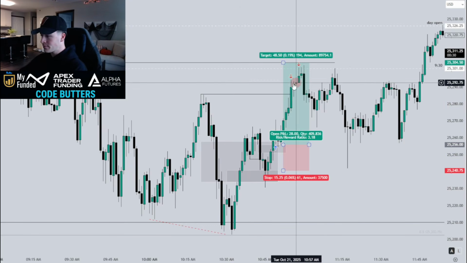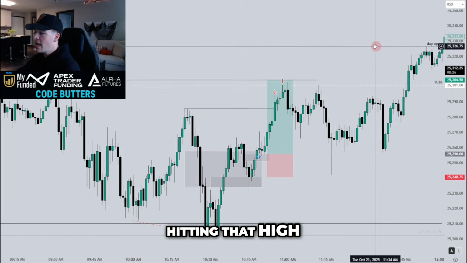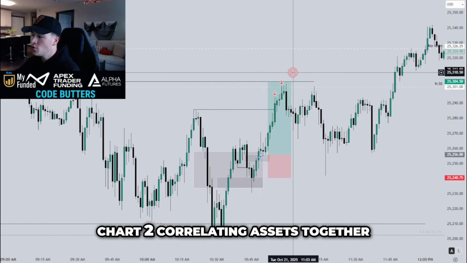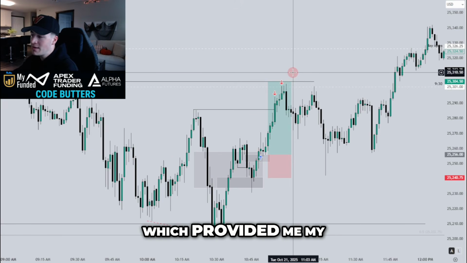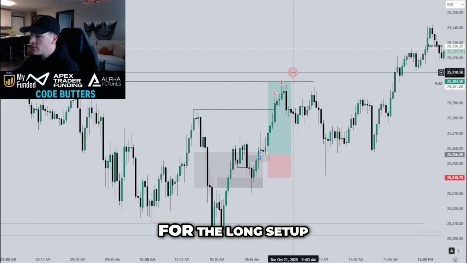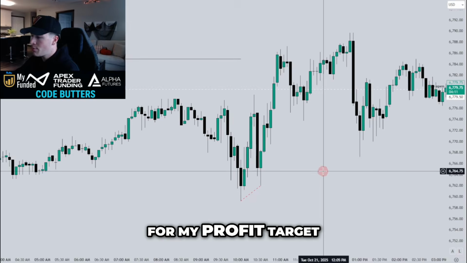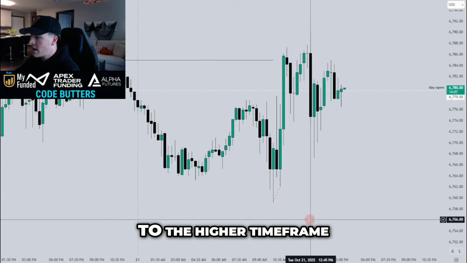So the reason why I scaled this prior to hitting that high and why it worked out in my favor is because if I chart 2 correlating assets together, NQ and ES, which provided me my SMT or my reasoning for the long setup, I'll take the high on ES for my profit target. As you can see here, I'll scan back out to the higher time frame.